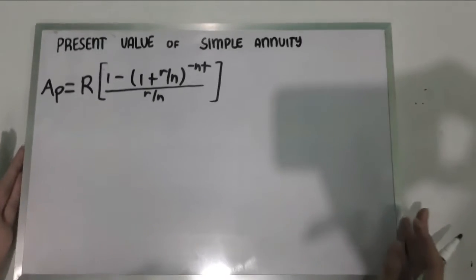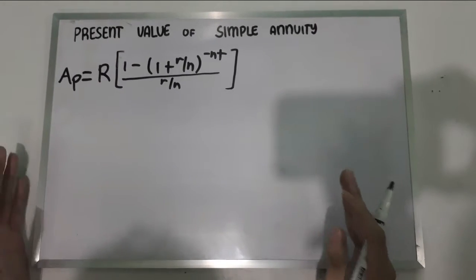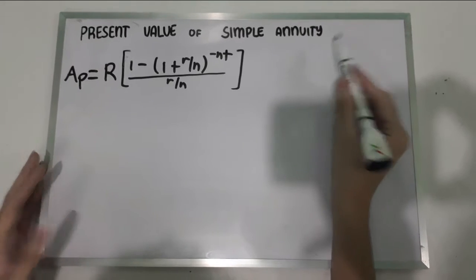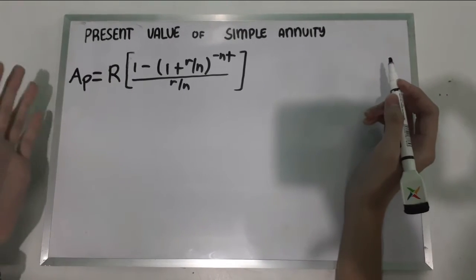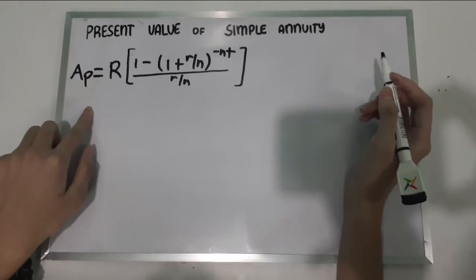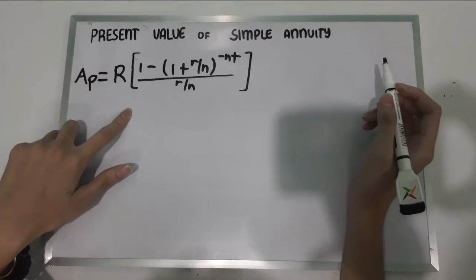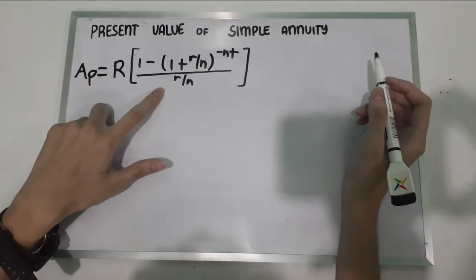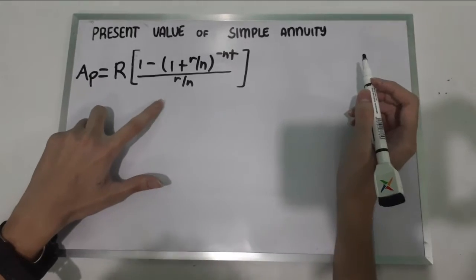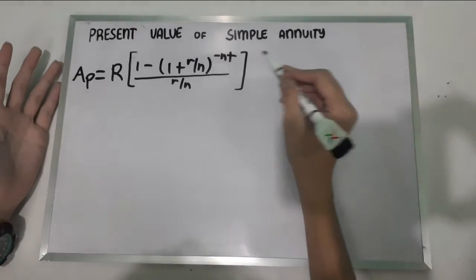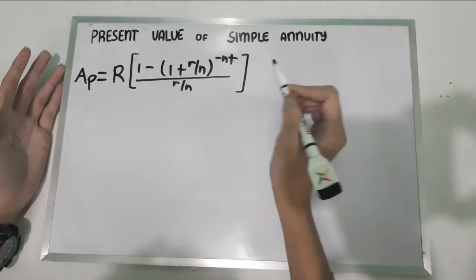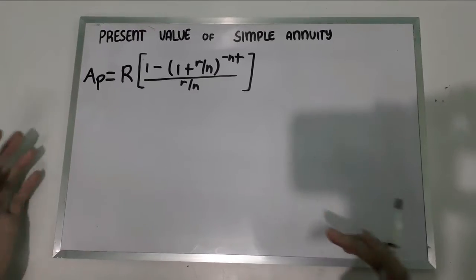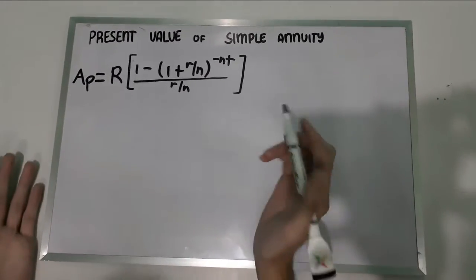So, for the first topic of this lesson, we have present value of simple annuity. It has a formula of A sub p is equal to R times 1 minus the quantity of 1 plus R over n to the power of negative n times t, all over R over n. So, what do these variables mean?